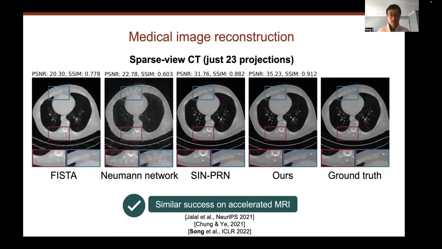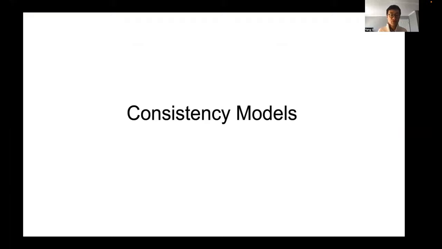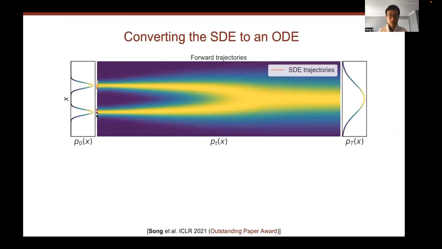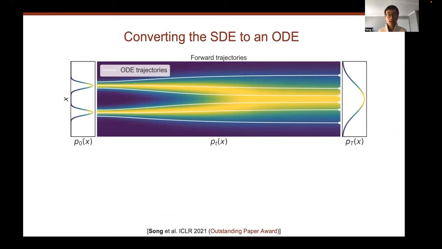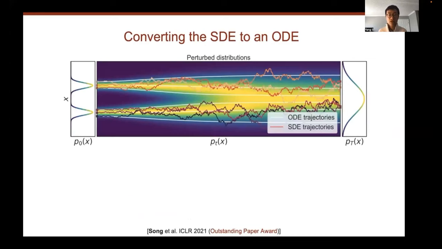And now I will proceed to discuss our recent work on consistency models, which uses a similar homotopy idea. To form consistency models, we first noticed that the stochastic processes used in diffusion models can actually be converted into a deterministic process governed by ordinary differential equations. Those processes may look different, but they describe the same homotopy because their marginal distributions that are shown in the background of this slide are actually the same.